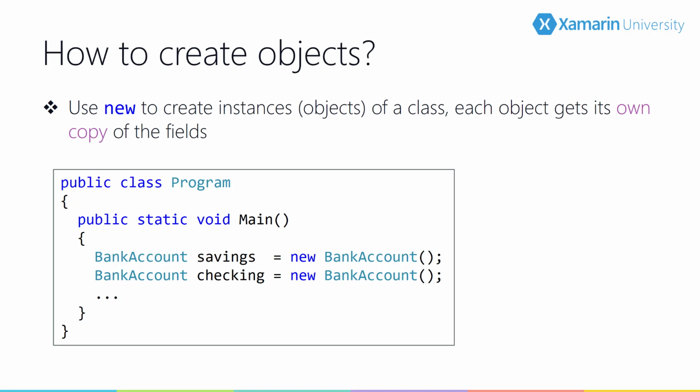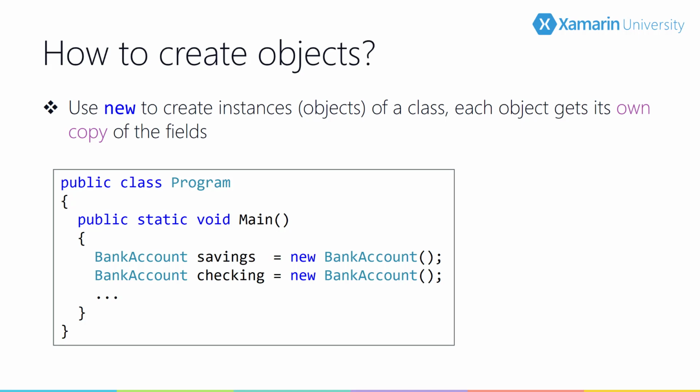So the syntax for creating an instance of a class is using the new keyword. So you start off with defining a variable. So in this case, we say bank account savings. This is the same thing as saying int x, right? We're just defining a variable. The only thing different is that the value that we assign to it is not a value like a number. It's an object. So we say new bank account. That's allocating memory and giving us space to store all this data.